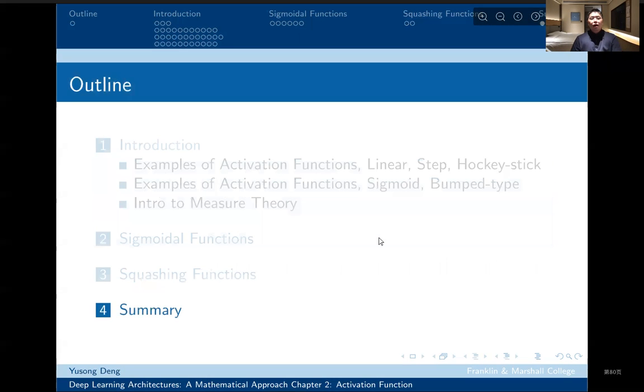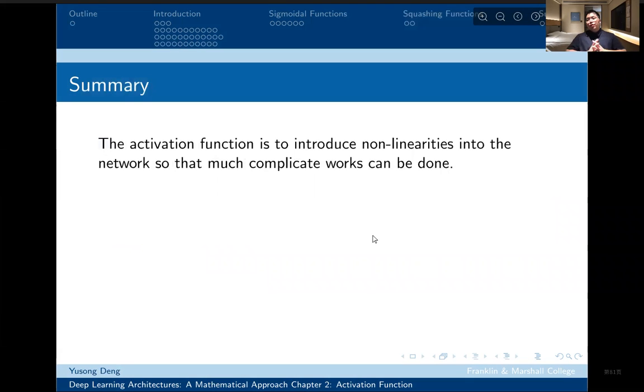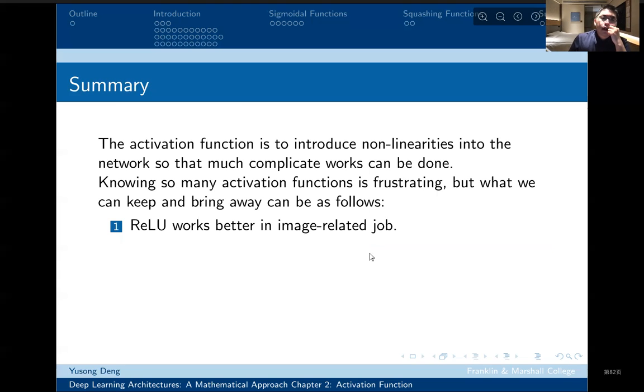All right, here, let's do some summary. I know it is a really long and maybe boring video, but thanks for sticking with it. As we mentioned at the beginning of this video, the activation function is just to introduce nonlinearity into the network so that the neural network can do much more complicated work than linear regression, which is what we would get if we just used linear activation functions.